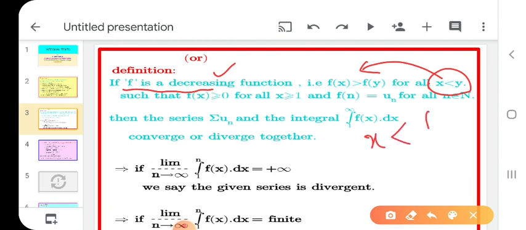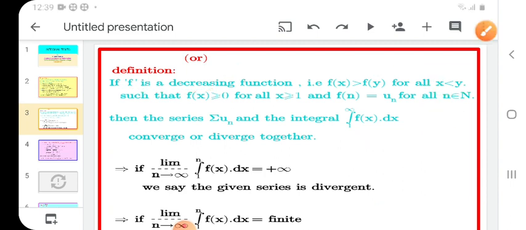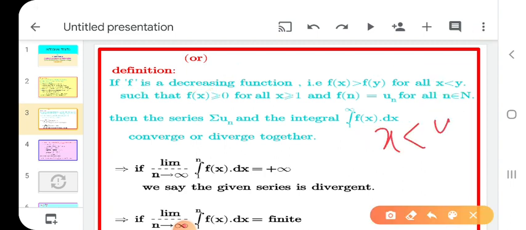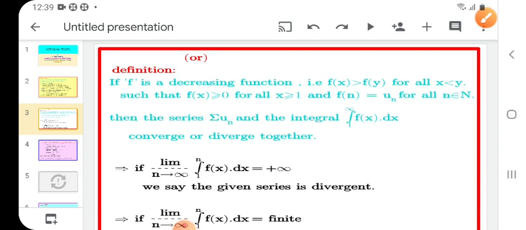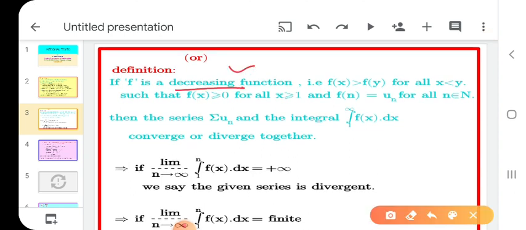For x less than y, we take x less than y, but after substituting these values, what we get here? f of x greater than f of y. Then we say f is decreasing. This is the first point. What is the second point? f of x should contain all non-negative terms. This is the second point.